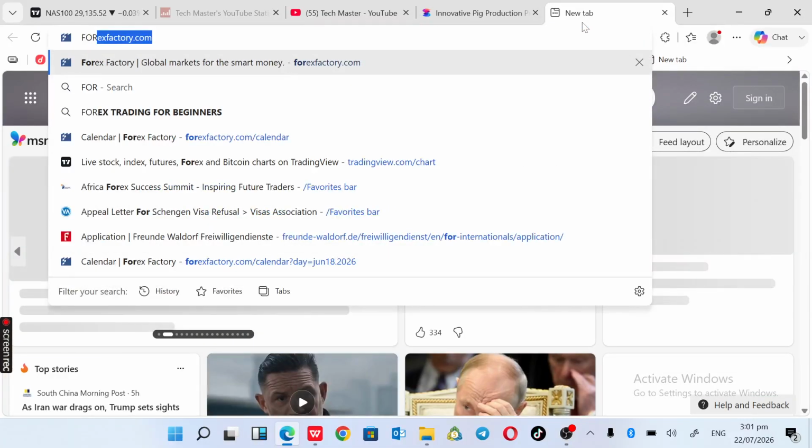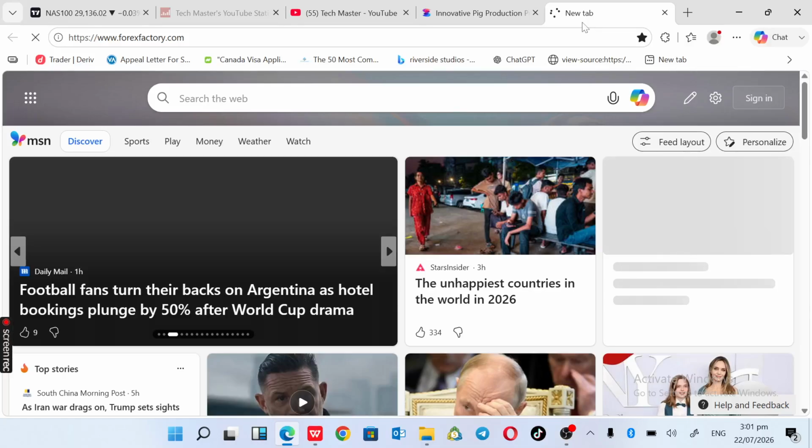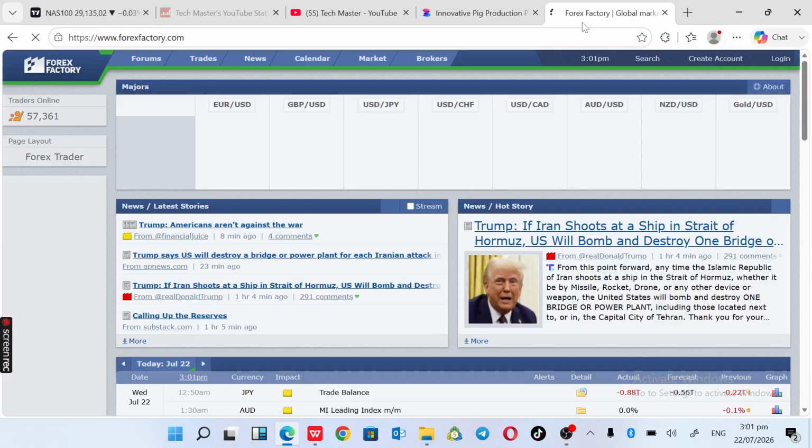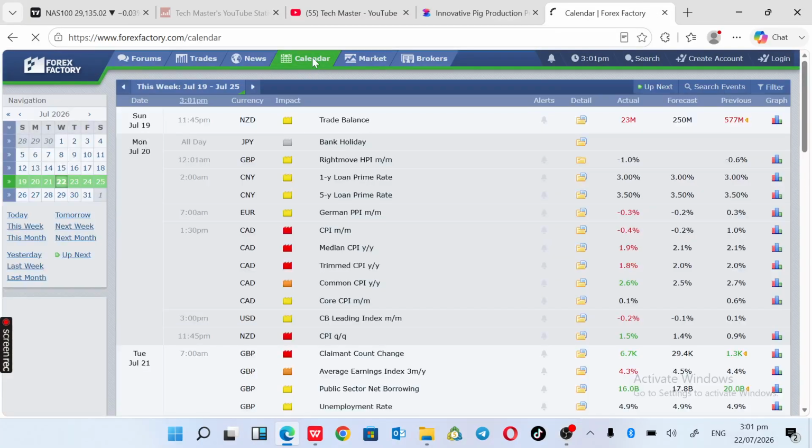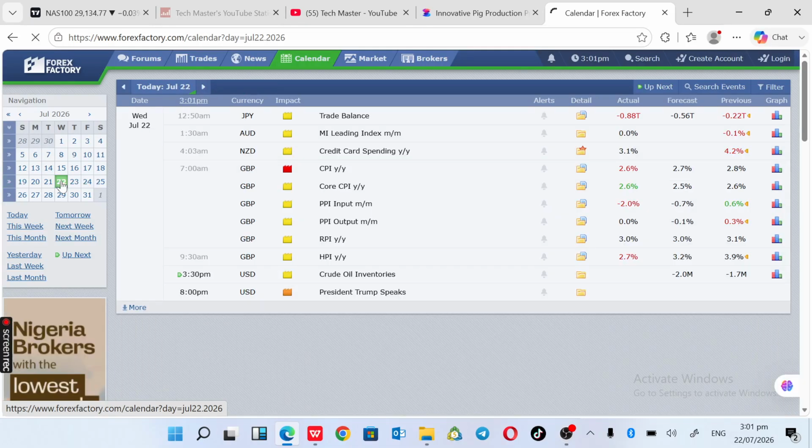Remember, I always use Forex Factory for our major news. Now we go back to Forex Factory, click on the calendar, then today is the 22nd. So we have CPI, but I think yesterday was CPI, then you have CPI this morning, 7 a.m. But throughout today, we may not really have major news as such. So we expect free, easy volatility throughout today.